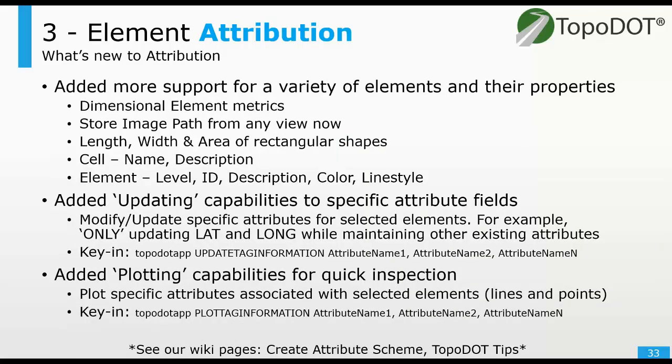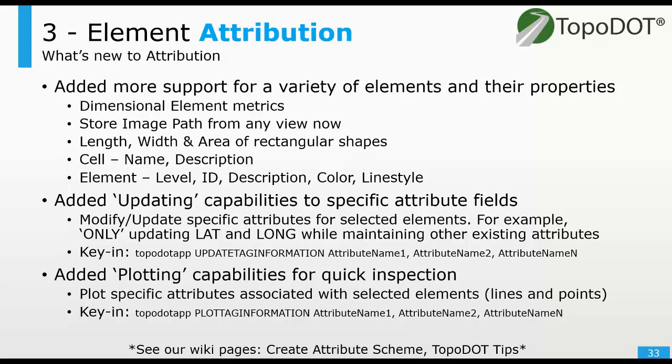All right, so now that we got that defined, what's essentially new with attribution? Well, there's added support for more of it. Essentially what we've been looking at is the element properties a little bit more, but the big ones are pulling dimensional information, height, length, slope, something of that nature, some type of measurement. We can now store image paths from any view. Previously it was just locked into views 3 and 4, but now you can expand that to 4, 5, 6, 7, 8, any view. We could do length, width, and area of rectangular shapes now.